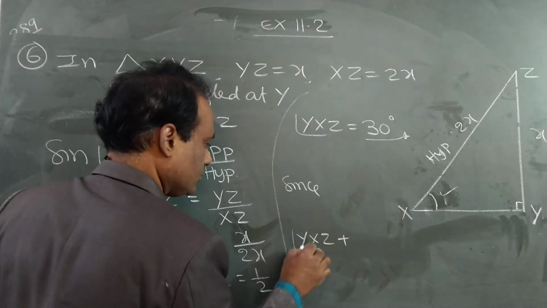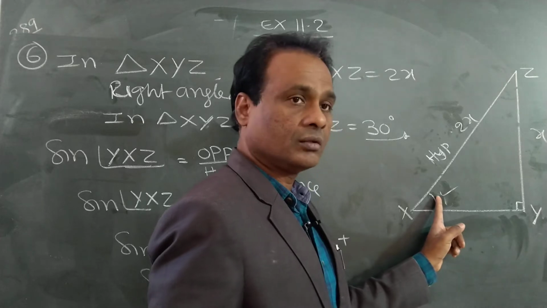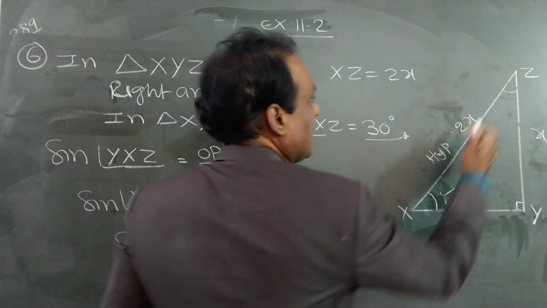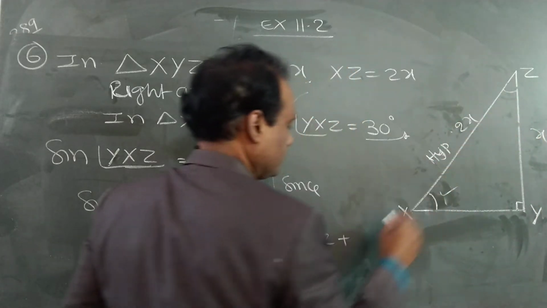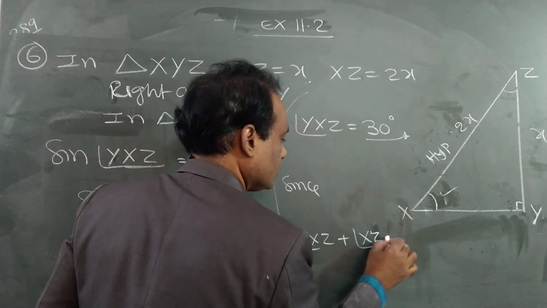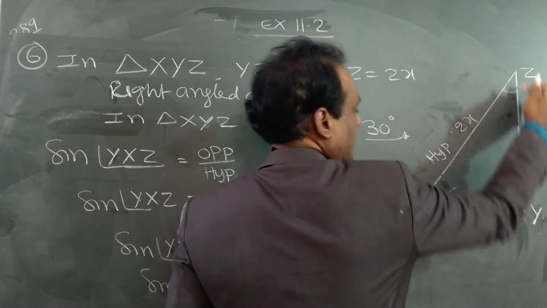See here, angle YXZ, this angle plus this angle. What is the name of this angle? Angle XZY. This angle name, XZY. Name of this angle? Angle XZY.